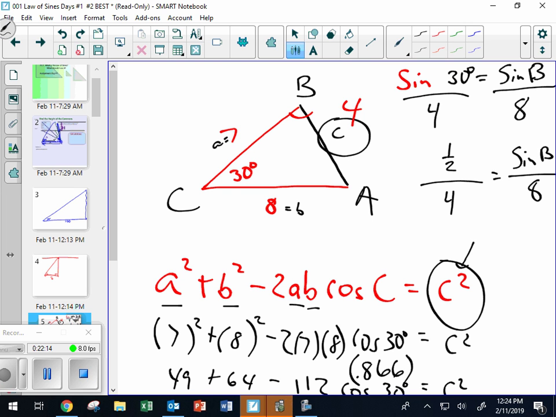And then I'm going to multiply both sides by 8. And that'll be really handy. Let me show you why. Timesing by 8 on both sides. That cancels that. And 8 times a half is 4. And 4 divided by 4 is 1. 1 equals sine of B. And then you do inverse sine of 1. And what did you get? 90. Weird.